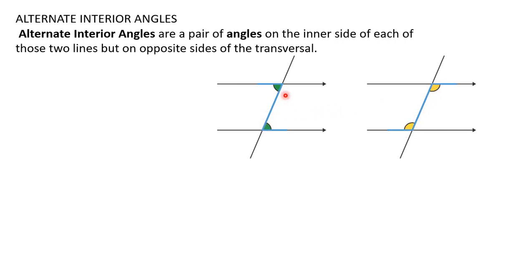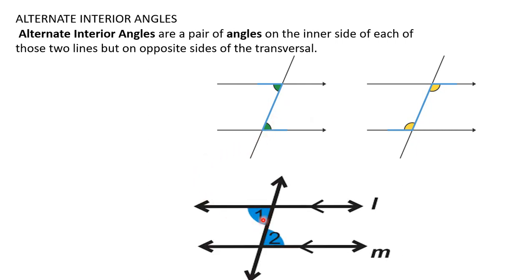Here it is shown by the green color. Here in this figure it is by the yellow color. So we can say these two are the alternate interior angles. So we can name them. If L and M are the parallel lines and one transversal intersects them, then angle 1 and angle 2 are the alternate interior angles.